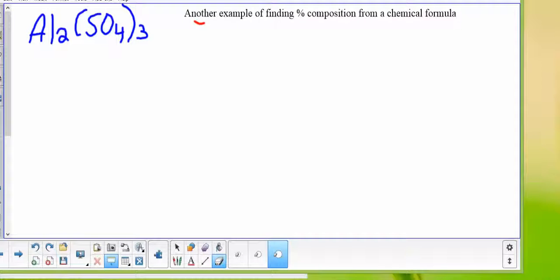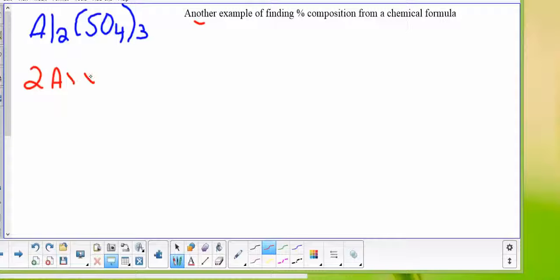I'm going to do one more example. I'm going to find the percent composition of aluminum sulfate. First, I determine the number and type of atoms present. From this subscript, I can see that we have 2 aluminums. That's Al. I'm going to multiply that 2 by aluminum's molar mass, which I get from the periodic table. It's 26.9, so I'll round that to 27.